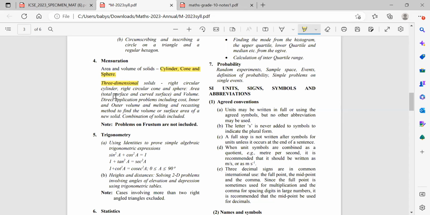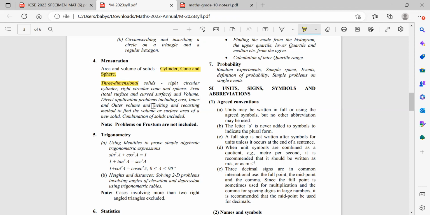You have area, that is area in terms of total surface area and curved surface area, and volume. This is in the syllabus. Direct applications, problems including cost of the material, basically, whatever the 3D object is made up of, inner and outer volumes in the case of a hollow cylinder, and melting and recasting. When you recast, volume is conserved.